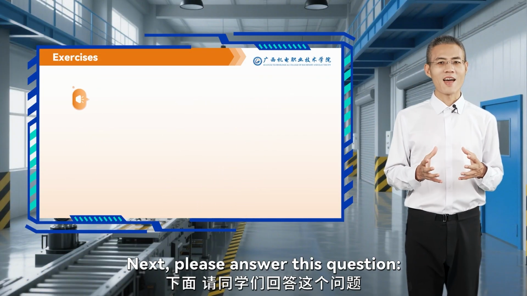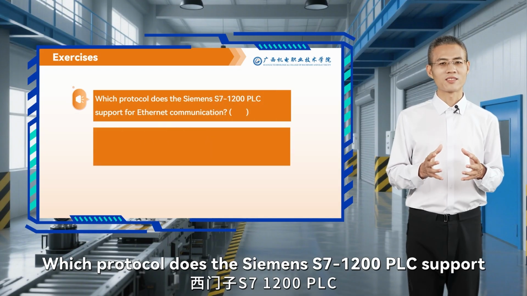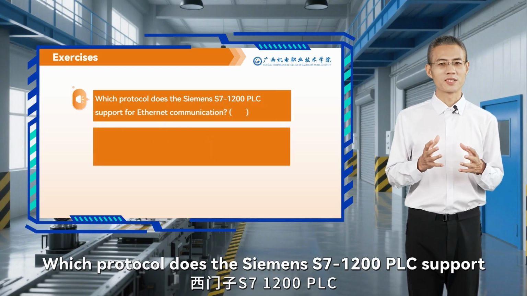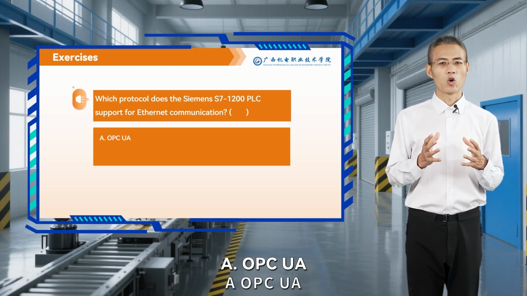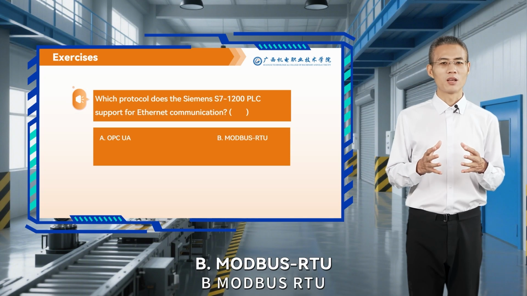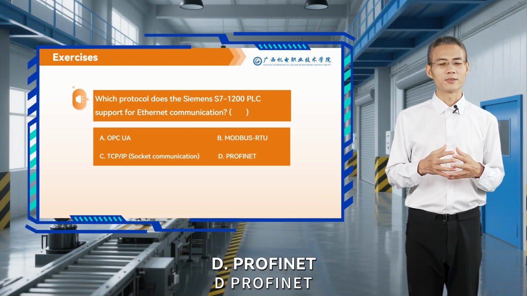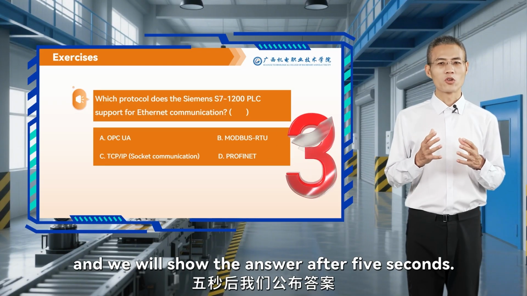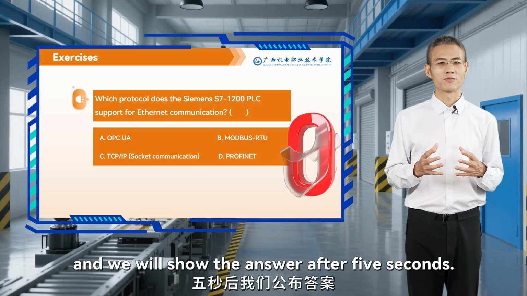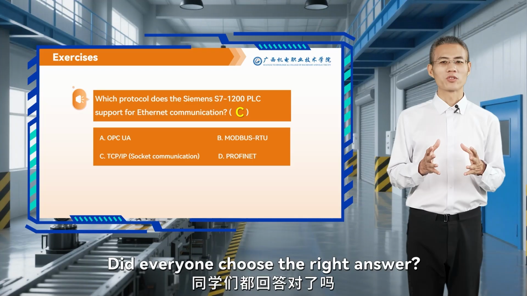Next, please answer this question. Which protocol does the Siemens S7-1200 PLC support for Ethernet communication? A. OPC UA. B. Modbus RTU. C. TCP/IP. D. Profinet. I will give you 5 seconds to think, and will show the answer after 5 seconds. The answer to this question is C. Did everyone choose the right answer?